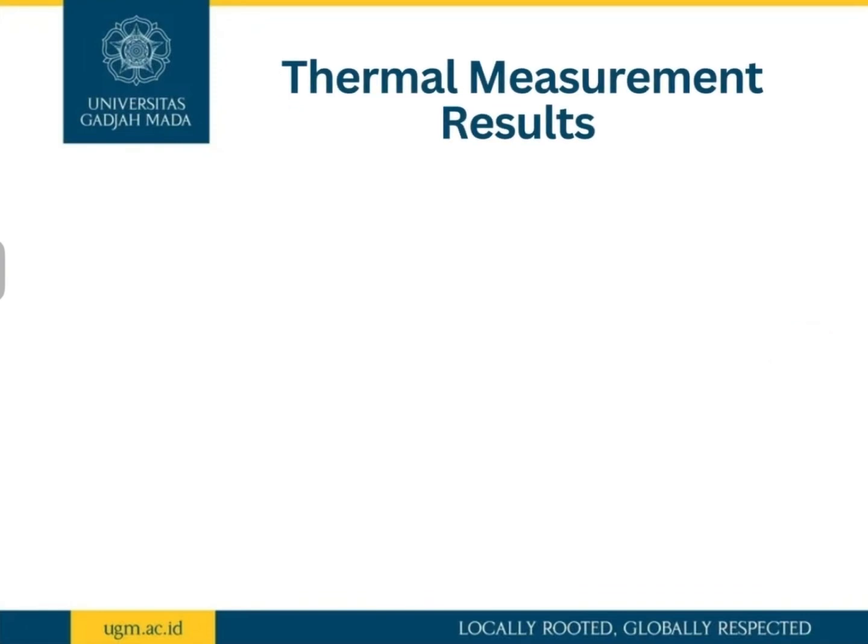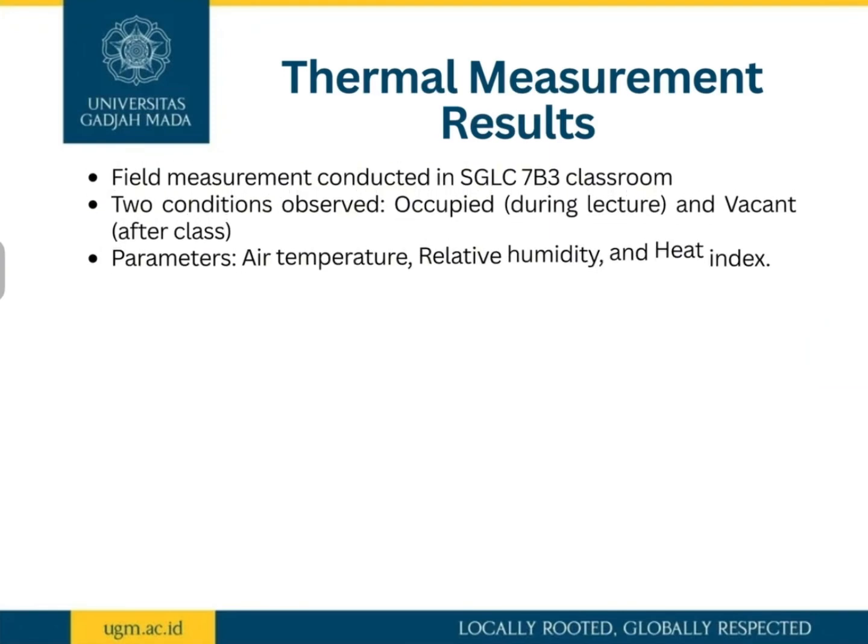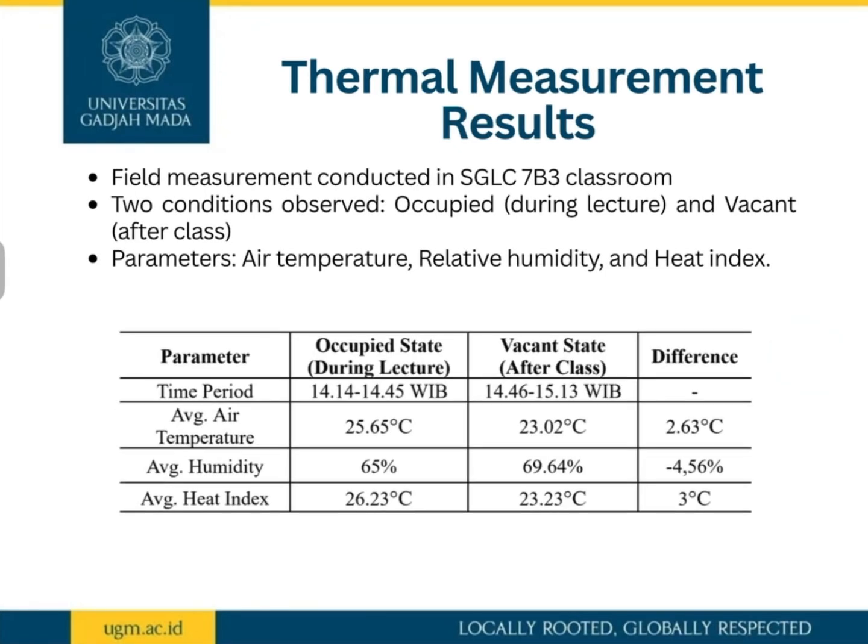The next section presents the results obtained from the field observation. As previously described, the measurements were conducted in classroom 7B3 of the Sglc building under two main conditions: during classroom occupancy and after the class session ended. The analyzed parameters include air temperature, relative humidity, and heat index, an indicator of thermal comfort. There is a table presented to compare the average values of these thermal parameters between occupied and unoccupied conditions.